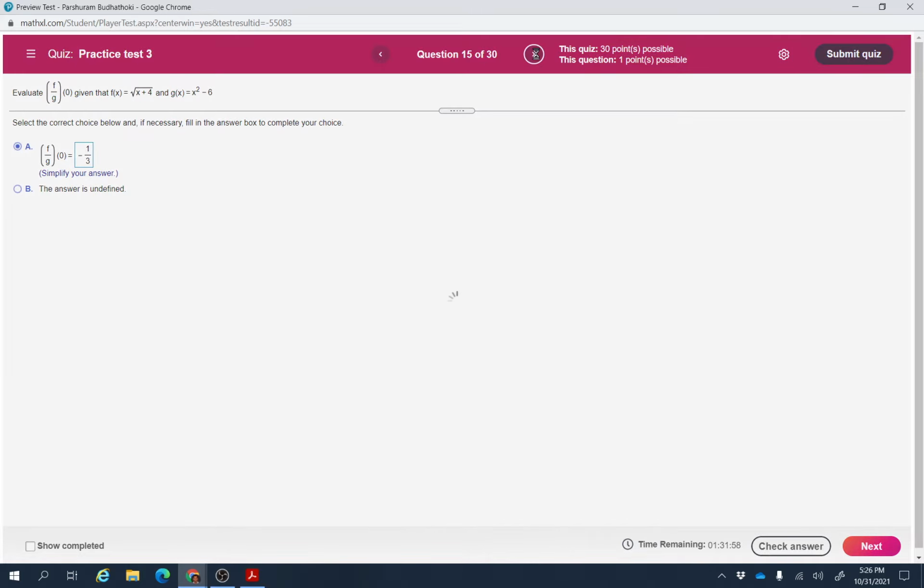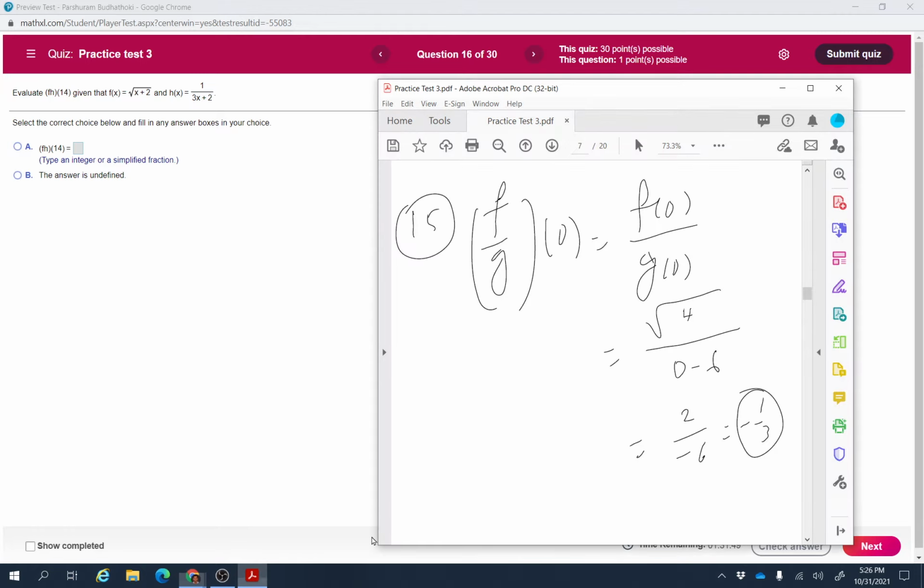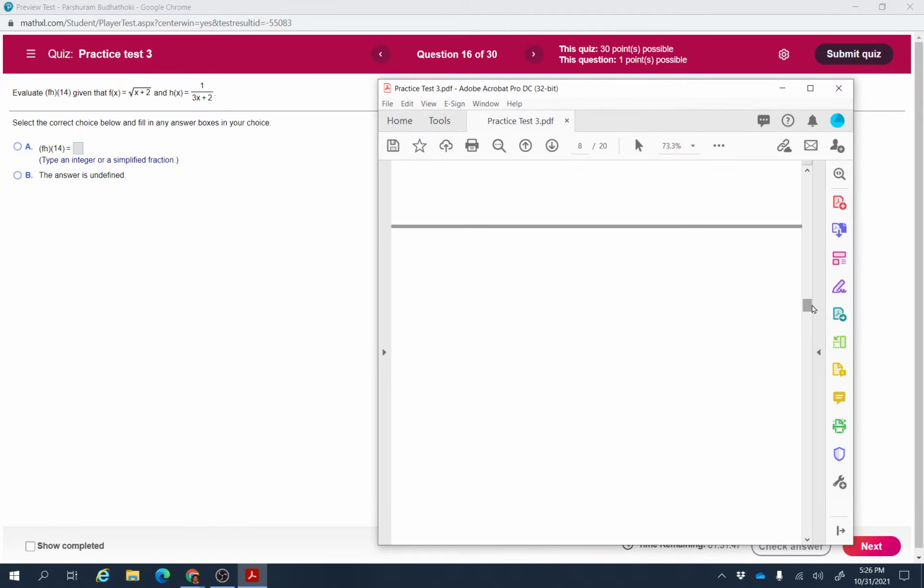Okay, let's go to the next problem. Next problem is here again, f times h. We want to multiply these functions at 14. So just do that. F times h at... no, not 3, it's 14. Find the value of the function f at 14, the value of the function h at 14, and multiply them.